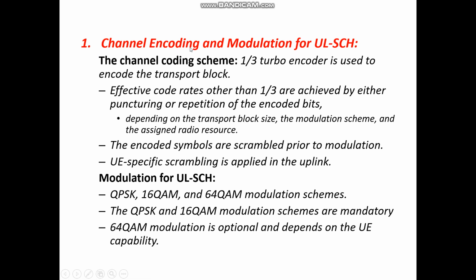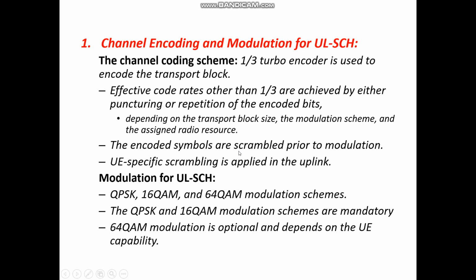Let us see first channel encoding and modulation for uplink shared channel. Here, the channel coding scheme of 1 by 3 turbo encoder is used to encode the transport block. Effective code rates other than 1 by 3 are achieved by either puncturing or repetition of the encoded bits, and it depends on the transport block size, the modulation scheme, and the assigned radio resource. The encoded symbols are scrambled prior to modulation.